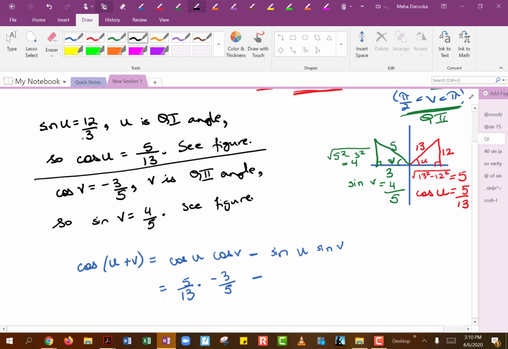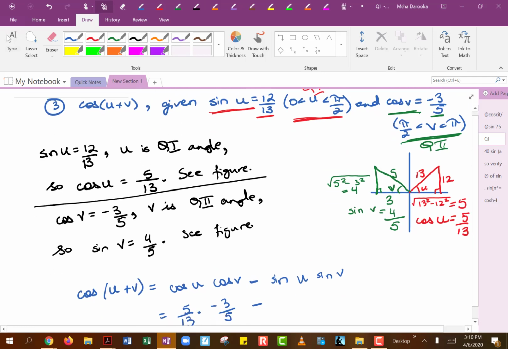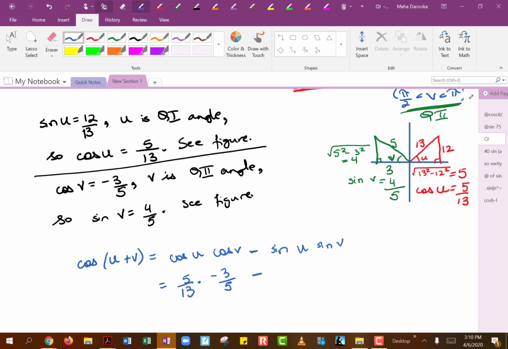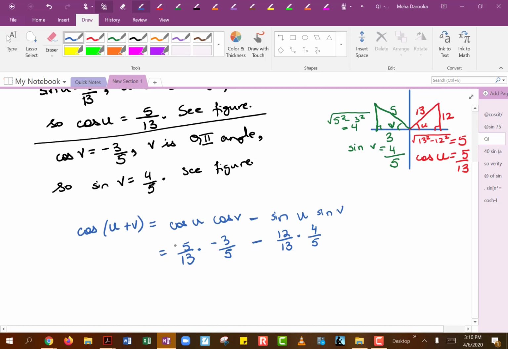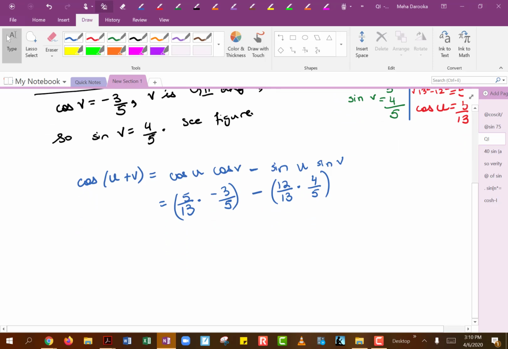I just found my typo. That should be 12 over 13, and I just wrote that incorrectly. So sine of u is 12 over 13, and sine of v we calculated out to be 4/5. So of course you need to multiply these numbers individually before you go ahead and subtract those two numbers.